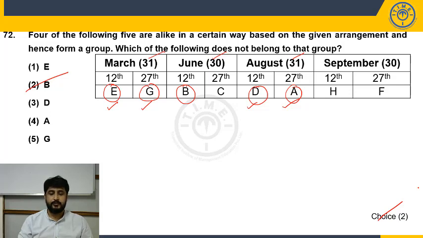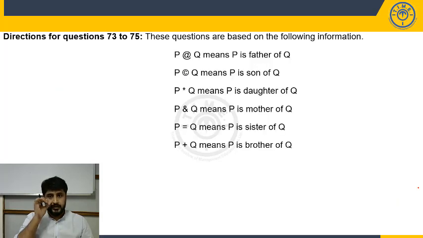Okay, now let's move to the next set. Blood relations questions. What is given? P at the rate Q means P is the father of Q. This order is very important. Here it is given P at the rate Q. Have they followed the same order or not is important for us. Again the same P and Q. Sometimes it may be given Q is the father of P. So you have to be careful. Okay. So P is the father of Q.